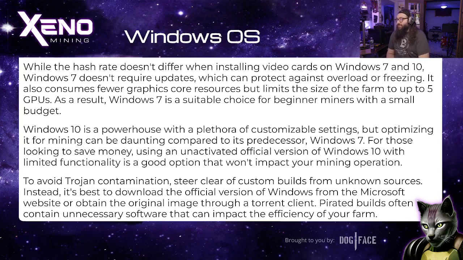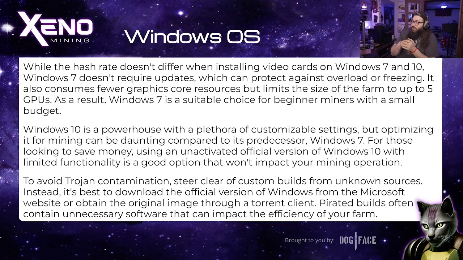While hash rate doesn't differ when installing video cards on Windows 7 and 10, Windows 7 doesn't require updates, which can protect against overload or freezing. It also consumes fewer graphics core resources, but limits the size of the farm up to 5 GPUs. So as a result, Windows 7 is a suitable choice for beginner miners with a small budget. Windows 10 is a powerhouse with a plethora of customizable settings, but optimizing it for mining can be daunting compared to Windows 7.